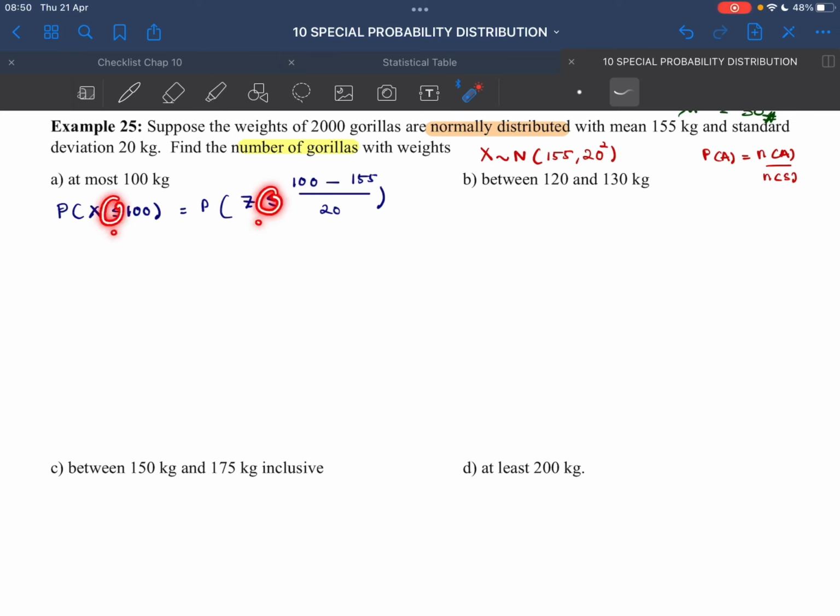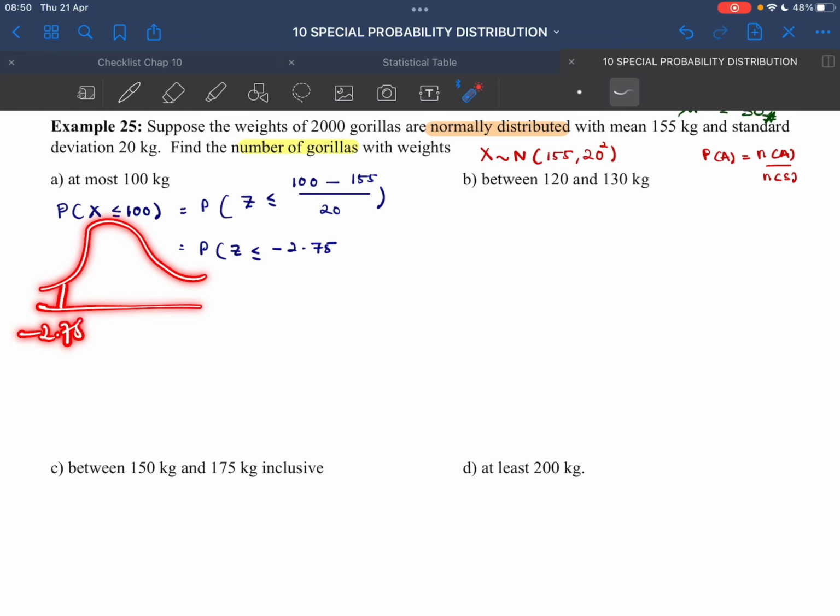If there is an equal sign, there is an equal sign. If there is no equal sign, there is no equal sign. But it doesn't matter because it is continuous, you can just simply ignore the equal sign. So here we have Z less than or equal to, put that in your calculator, we have negative 2.75. Negative 2.75, you have normal bell shape, this is the probability that you want to find. We can shift to the right hand side, which is the same as Z greater than 2.75.